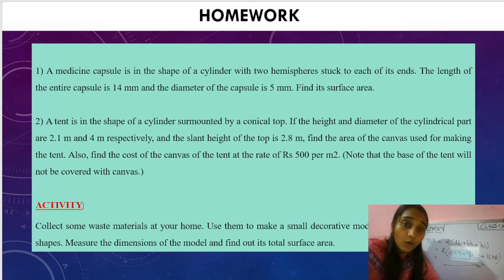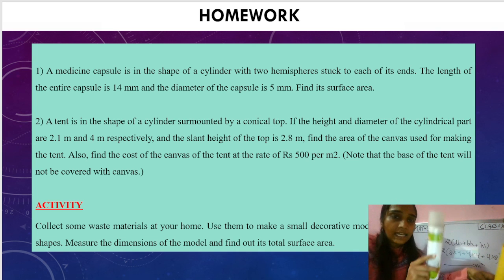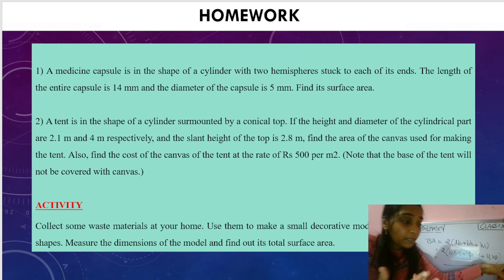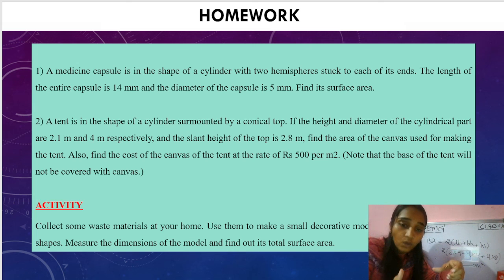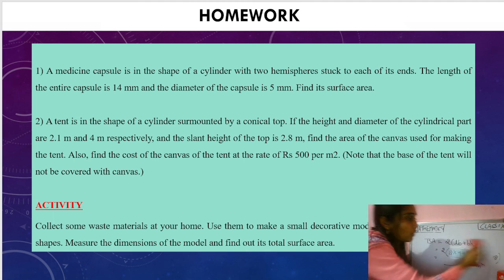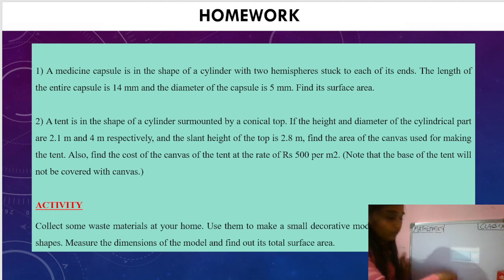And here's one small activity which you will do. You have to collect some waste materials which are there at your homes, which we often do not use. Now use them to make a small decorative model including different solid shapes, as I have shown you: a cylinder, a cube, a sphere and a cuboid. Collect them and make a small decorative model, and after it, measure the dimensions of the solids and find out the total surface area. Okay, so I hope you have got what the homework is for you.